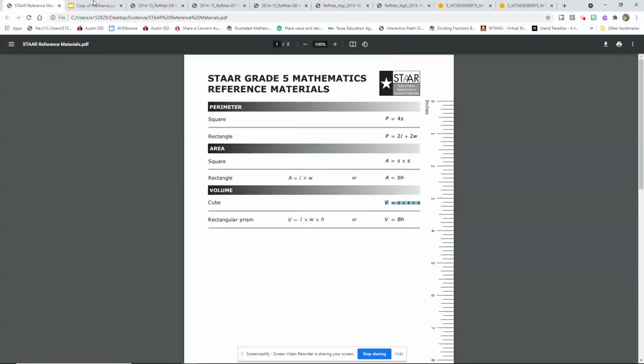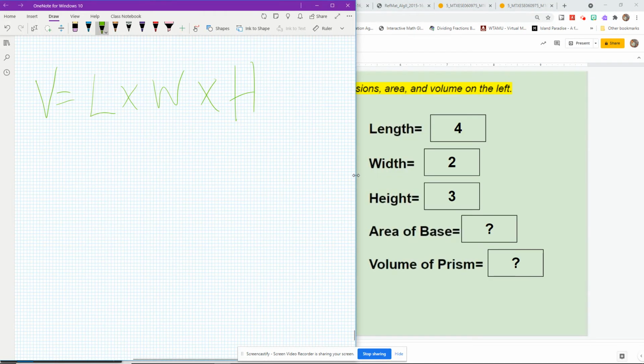All right, so, oops. There we go. So my length, once again, I'm going to fill in the letters that I know. I know L is 4, I know W is 2, and I know H is 3. That's because my length is 4, my width is 2, and my height is 3. Remember, once again, your length times your width together equals your base. So let's figure out our base first. Volume equals 8 times 3. So our base is 4 times 2, length times width.